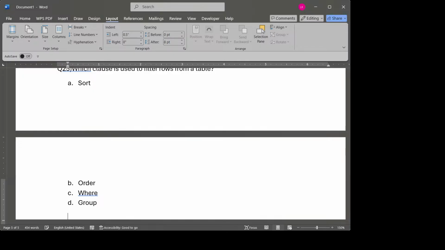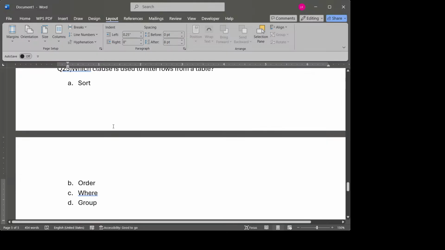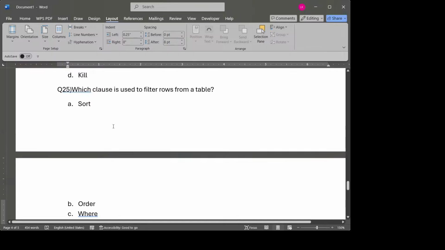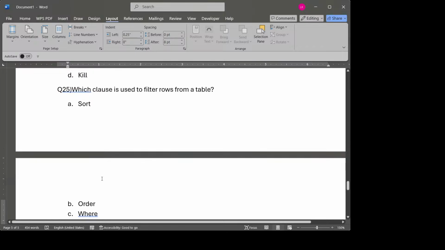So which one is the answer here? Means we have some set of data. What we want to filter from that set of data. So what is used there? Which command, we can say that mostly it is called a clause in SQL. It is where. Okay, so where is used to filter the data or the rows. So the 25 answer is C.